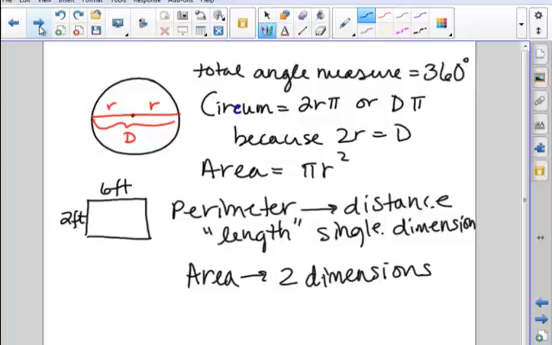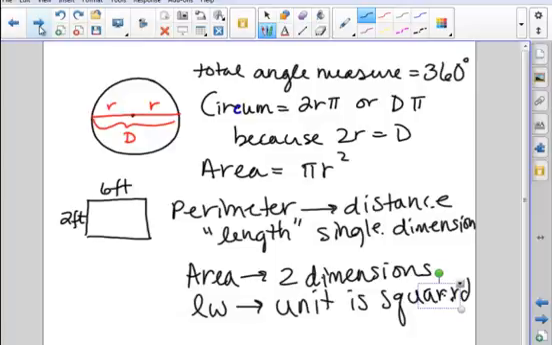So in area, your answer is going to involve length. If you're talking about the square, it involves length and width. And your unit is going to be squared. Okay, so your unit ends up being squared, right?